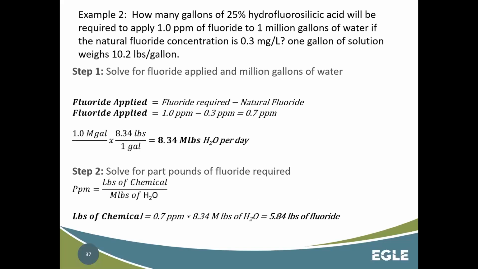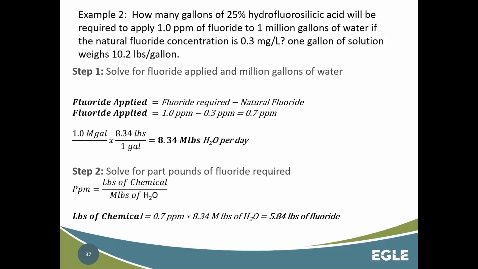All right, example 2. How many gallons of hydrofluorosilicic acid will be required to apply 1 part per million of fluoride to 1 million gallons of water if the natural fluoride concentration is 0.3?